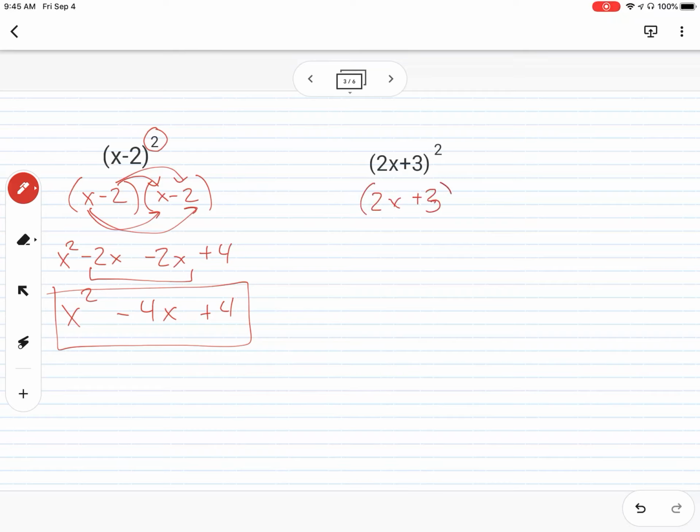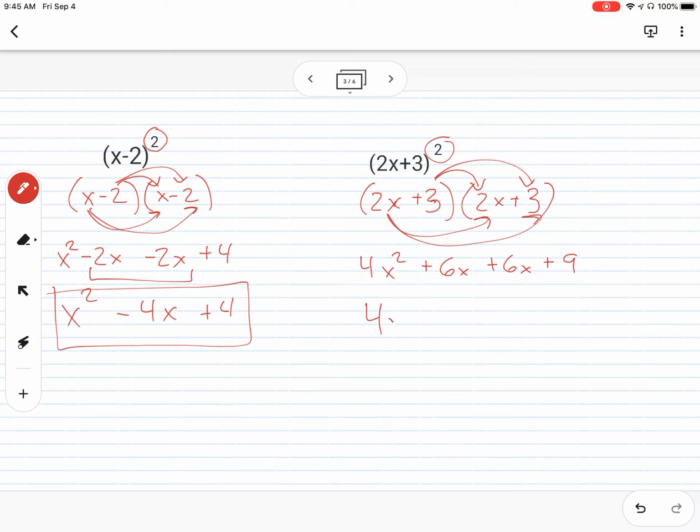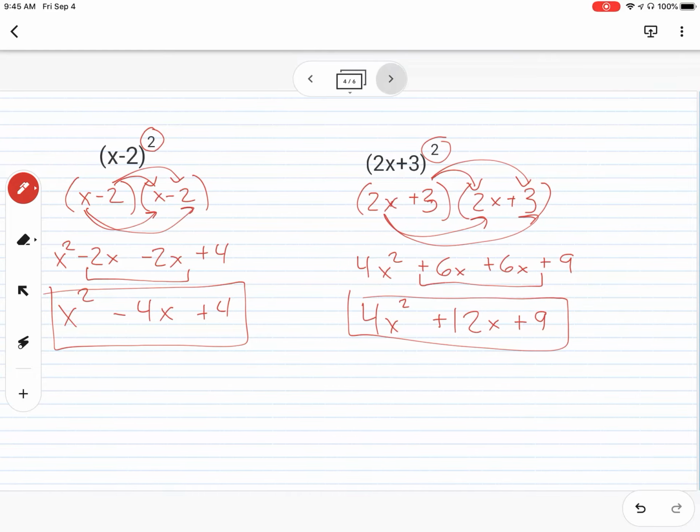And then this one we'll have 2 of the 2x plus 3, the exponent. So 4x squared plus 6x, then do the other term, 6x plus 9. 6x plus 6x would be 12x in the middle. There you are. That's how you multiply two binomials.